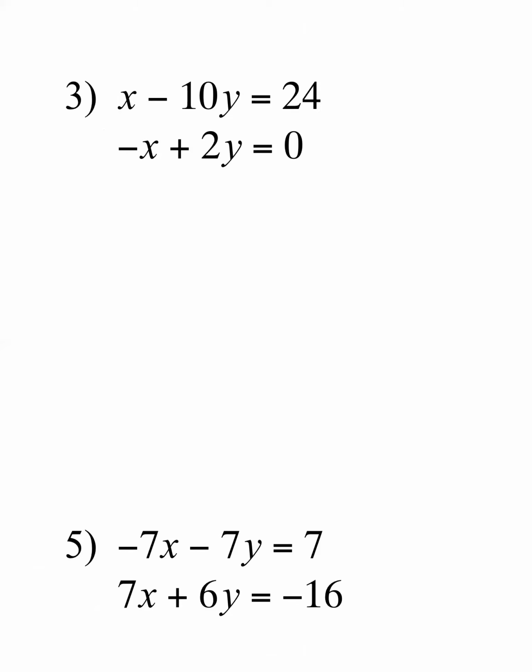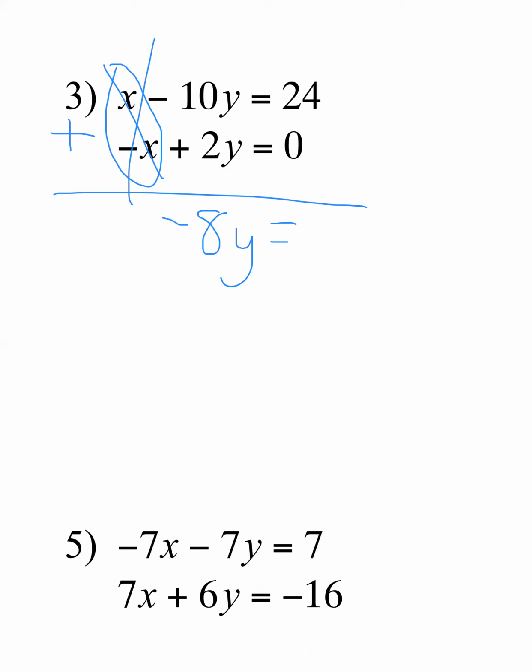Yep, everything's in the same order. I do already have a pair of opposites. It's with those x's, right? A positive x and a negative x. Already a pair of opposites. When I add them together, they just cancel each other out. Negative 10y plus 2y will leave me with a negative 8y. 24 plus 0 is just 24. Divide by that negative 8. This time y is a negative 3.